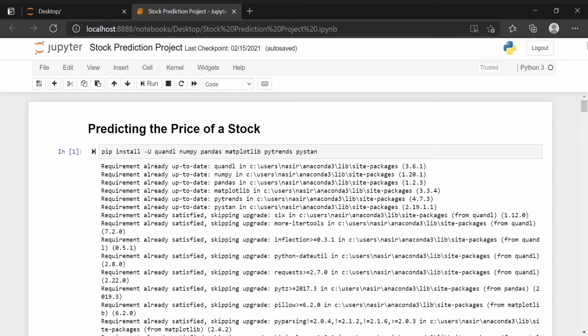Hello there everyone, my project is about predicting stock prices.